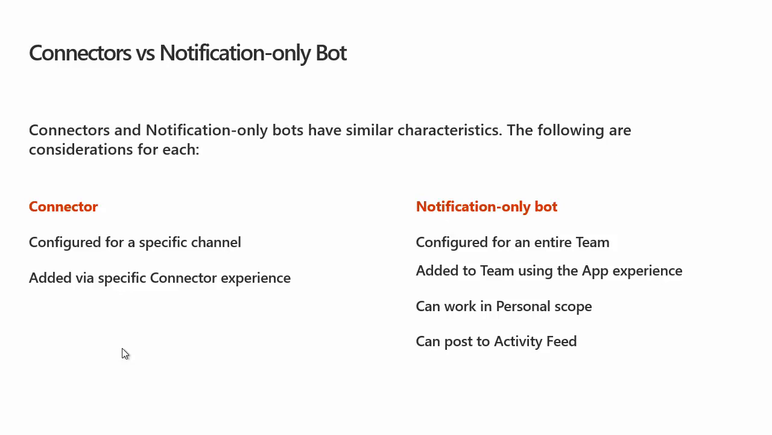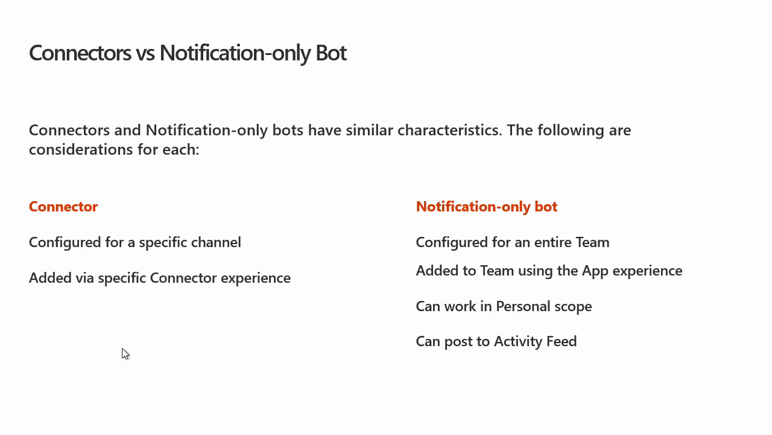A connector is configured for a specific channel. So a team owner has to go to a channel and choose to add a connector, and they have to have a very specific connector experience. A notification-only bot, on the other hand, can be configured for an entire team, and it's added using the app experience, right? Notification bots work in personal scope and they can post to the activity feed, so there's a fundamental difference between the two.